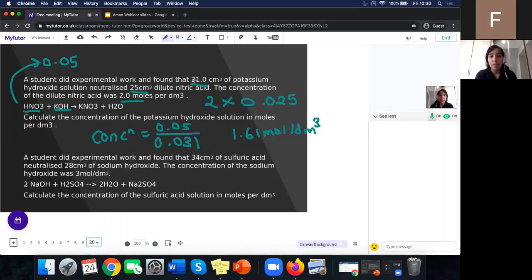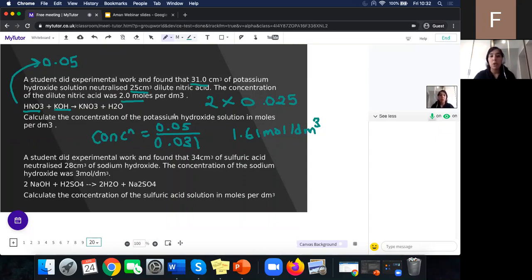So a student did experimental work and found that 34 centimetres cubed of sulfuric acid neutralised 28 centimetres cubed of sodium hydroxide. And if anyone's wondering what a neutralisation reaction is, it's an acid reacting with an alkali. So sulfuric acid is an acid, sodium hydroxide is an alkali. So remember, at certain volumes, they will neutralise each other, and that's the whole basis of a titration reaction, which again, we'll be looking at on Monday. So the concentration of the sodium hydroxide was 3 moles per decimetre cubed. We've got a balanced equation there. Calculate the concentration of the sulfuric acid in moles per decimetre cubed.